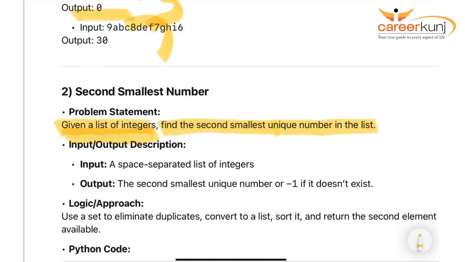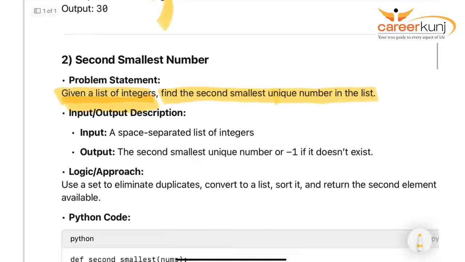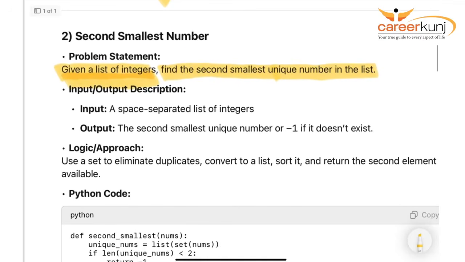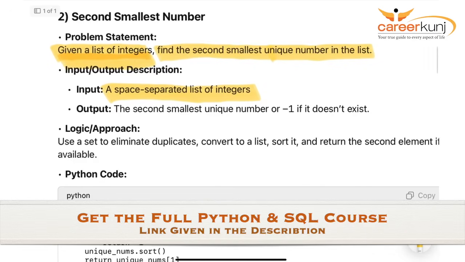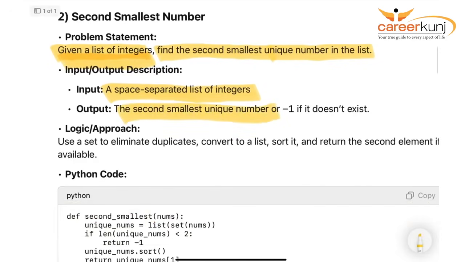That means even if I have multiple numbers, or the same number multiple times, it should still give its value once. Now let's go to the input output description that says a space separated list of integers. That is my input. Same was explained in the problem statement as well. The output is the second smallest unique number or -1 if it doesn't exist.